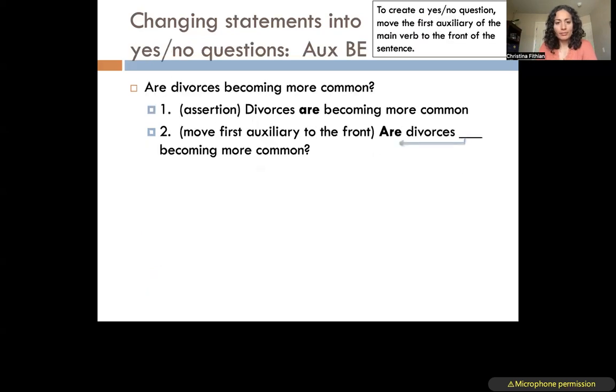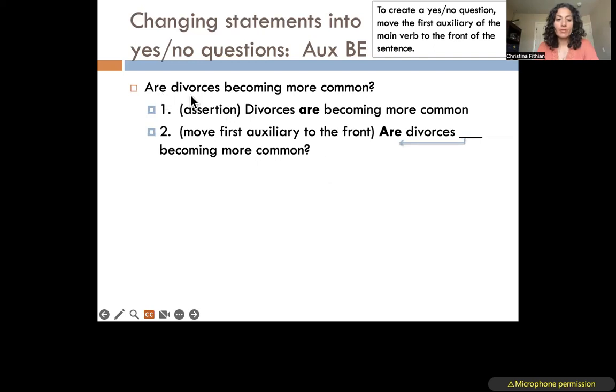Okay. So again, here we're going to have our rule at the top. Now, this one is for yes, no questions. The previous ones that we looked at, we had a rule at the top of the slide, and that was for the formation of negative sentences. So here's a rule we need to keep in mind. To create a yes, no question, move the first auxiliary of the main verb to the front of the sentence, around the subject.